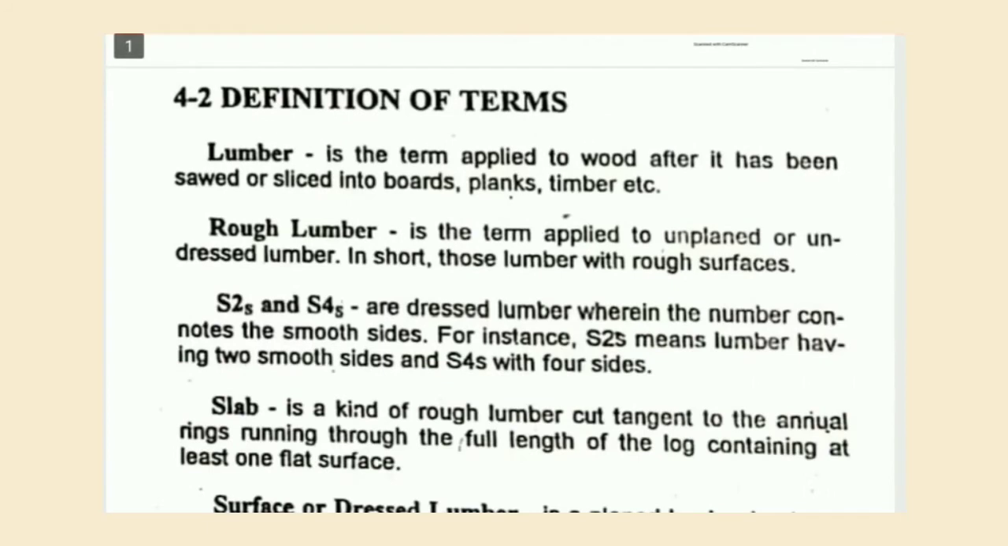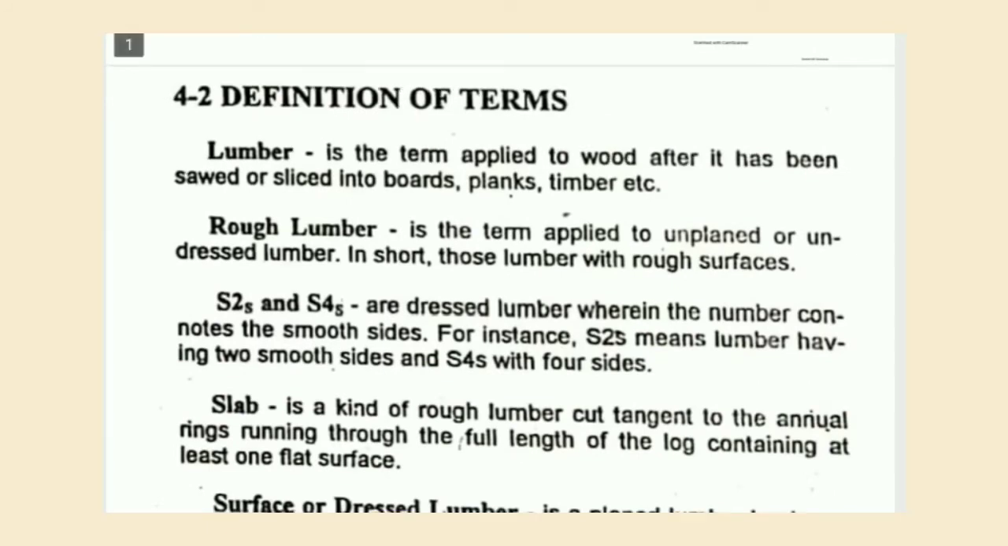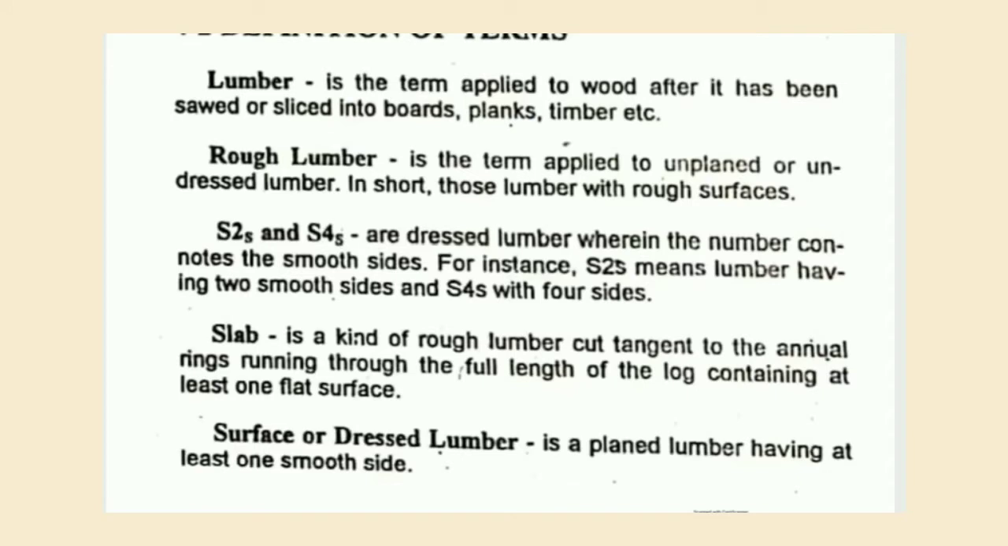So now, definition of terms. What is lumber? Lumber is the term applied to wood after it has been sawed or sliced into boards, planks, timber, etc. Rough lumber is the term applied to undressed lumber, in short, lumber which has rough surfaces. S2S and S4S are dressed lumber, wherein the number connotes the smooth sides. For example, S2S has two smooth sides, and S4S has four smooth sides.